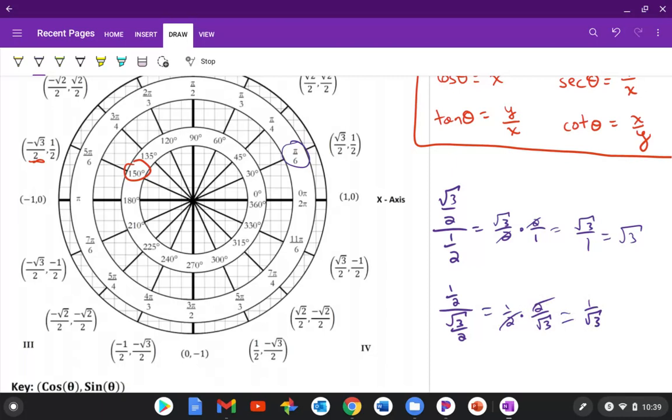However, you cannot put in an answer with a radical in the bottom. So you have to rationalize this. That means multiply by radical 3 over radical 3. When you do that, 1 times radical 3 is radical 3, and radical 3 times radical 3 is just 3 because the square roots cancel. So your answer is going to be radical 3 over 3.